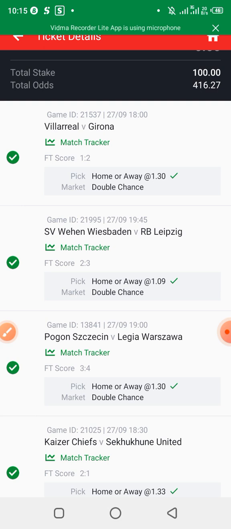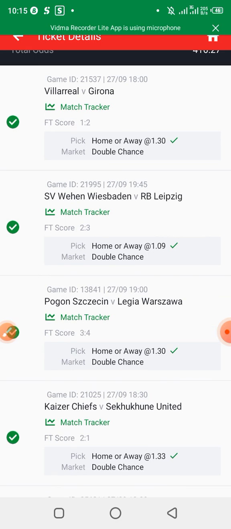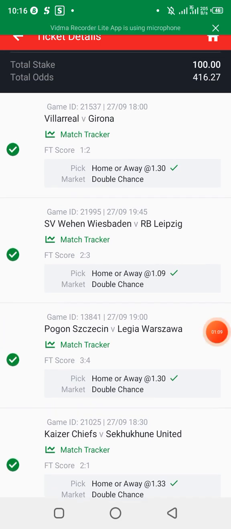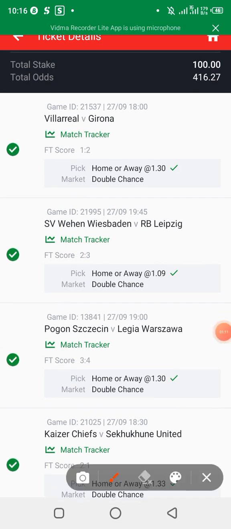In my last two videos, I posted how this strategy works, but some people have been disturbing me to show them the process of how I use it. Betting is sometimes based on luck, and there is no strategy that is always 100%. So this is a 400 odd ticket.